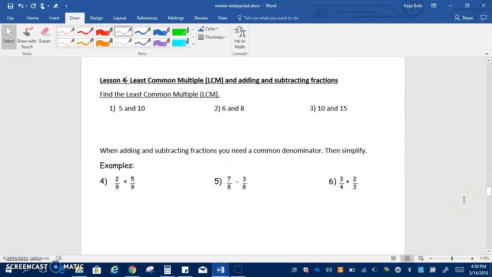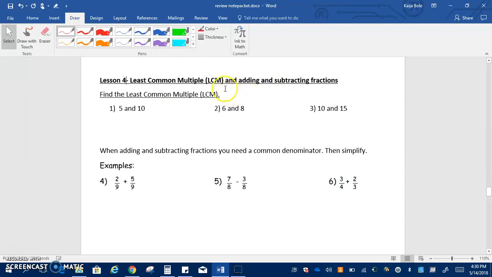Alright, here we are in lesson 4, least common multiple, LCM, and adding and subtracting fractions. So the first part is about finding the least common multiple. So remember, least is smallest, common is again what they share, and now a multiple is different than a factor, alright? People always ask, well, what are the multiples of 2 and the multiples of 5? Alright, so multiples are pretty much counting by a number.